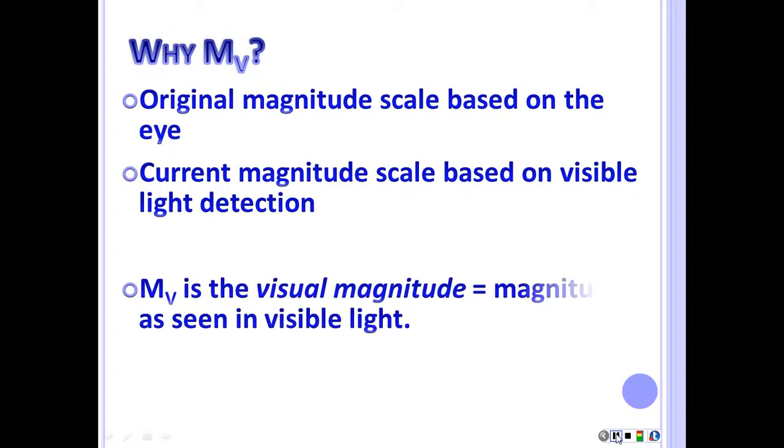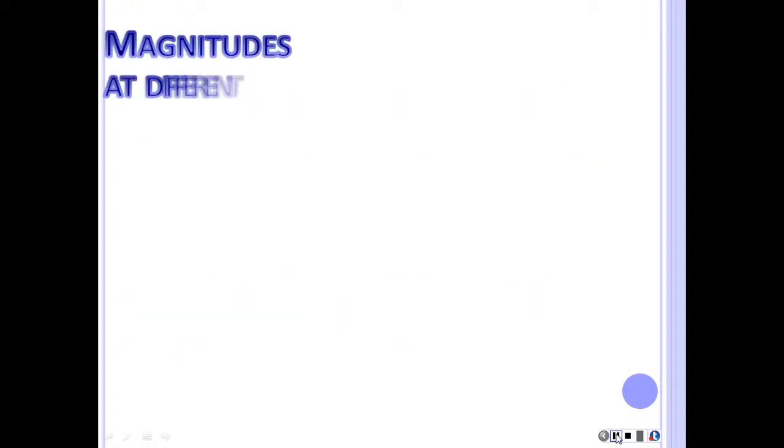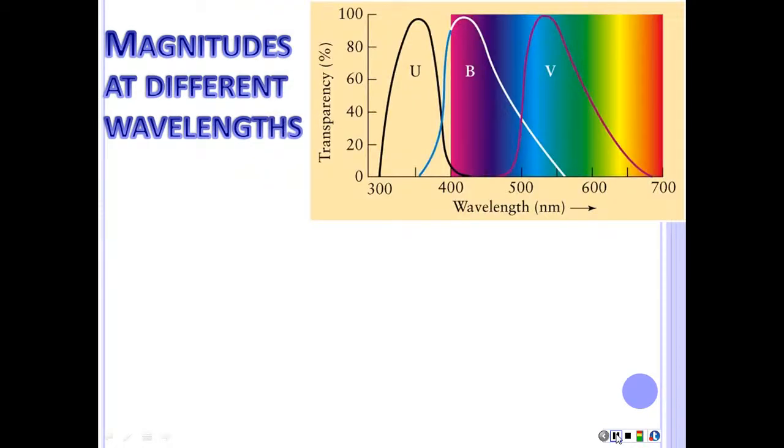And in fact, we narrow it down a little more than that. So M_V is the visual magnitude. It's the magnitude as seen in visible light. It's actually slightly more carefully defined than that, and you'll see that as we move on. But it certainly does not account for wavelengths outside of the visible wavelength range. And so actually what we have is that we define these bands, and these bands are often defined to do with how you make a filter.